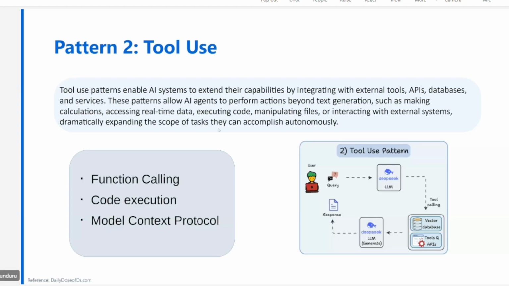So in this tool use pattern, the query is being sent to the LLM, and the LLM cannot directly call the tool. The agent will be making a call to the tool with the help of the LLM, because the LLM will be identifying which API has to be called. I'll be showing it in the demo.